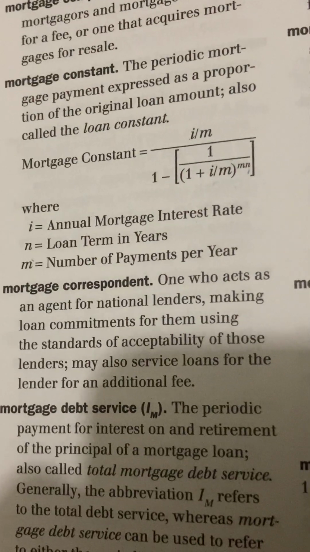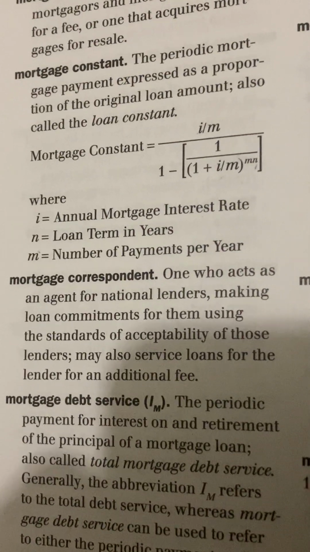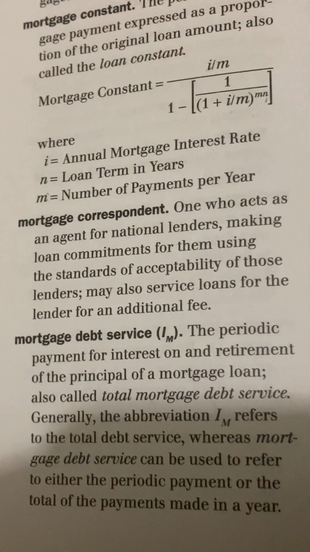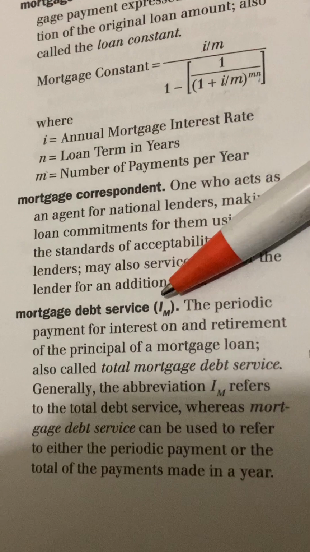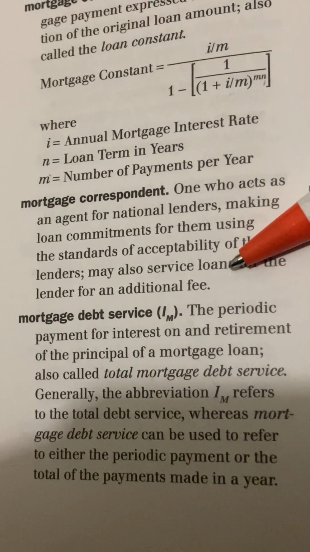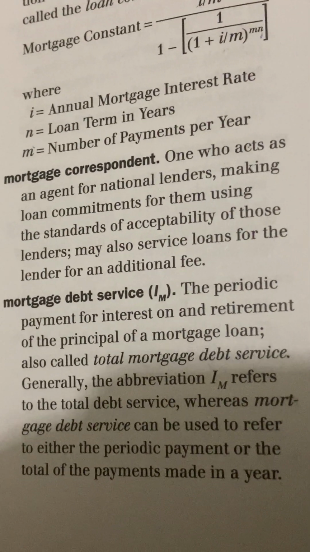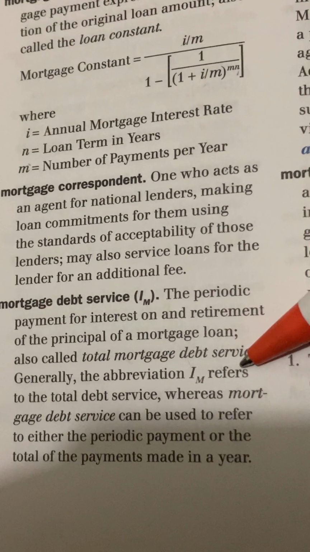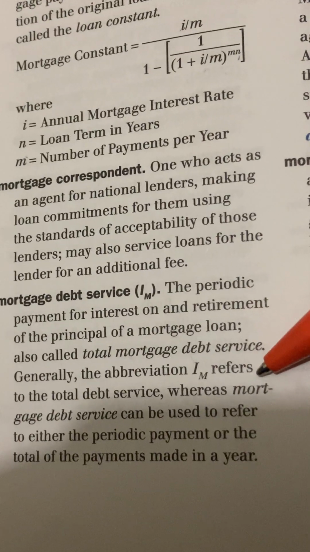Mortgage correspondent, one who acts as an agent for national lenders, making loan commitments for them using the standards of acceptability of those lenders. May also service loans for the lender for an additional fee. Mortgage debt service, the acronym is capital I over M. The periodic payment for interest on and retirement of the principal of a mortgage loan, also called total mortgage debt service. Generally, the abbreviation capital I over M refers to the total debt service, whereas mortgage debt service can be used to refer to either the periodic payment or the total of the payments made in a year.